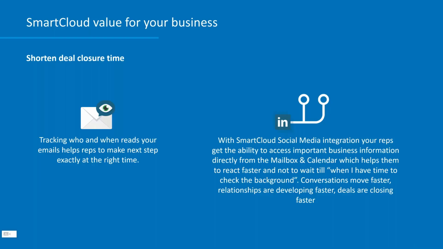So what's the value for the business for SmartCloud? So, shorten deal closure time. That's what SmartCloud can help you with. One of the examples is we have a productivity feature, track email opens. So basically, when you send an email, you don't have to wait days or weeks expecting a response. You know exactly when the recipient opens the email, and then you can take your next step and move to the next action. That way, you can significantly shorten the deal cycle. And I will give you some examples again, as we will be showing that feature today during this webinar.